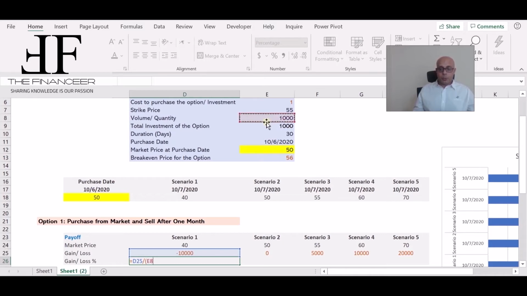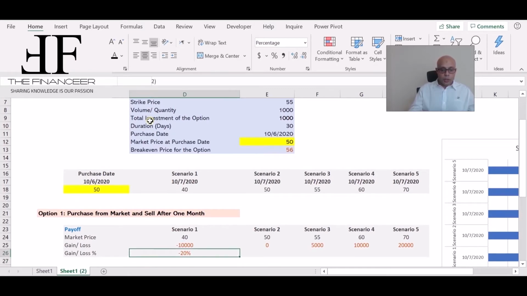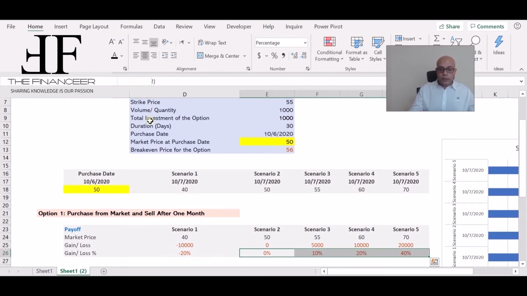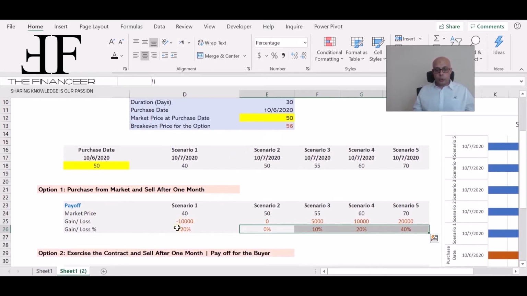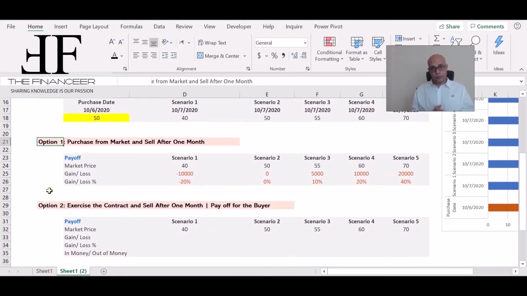So you purchased 1,000 shares and you paid initially $50,000. This will be the total investment that you paid in the beginning in order to acquire this stock. Now you are going to take this formula and go to the right, and you will find that this is the percentage of your income, gain and loss relative to your investment. So this is the first scenario.